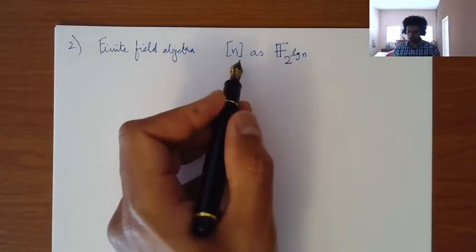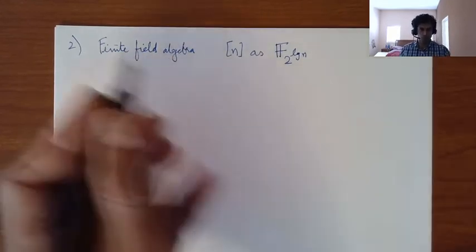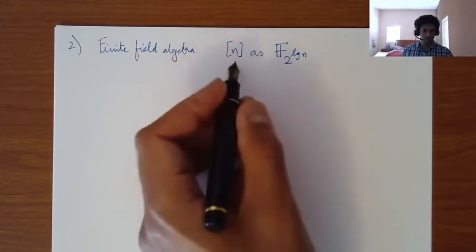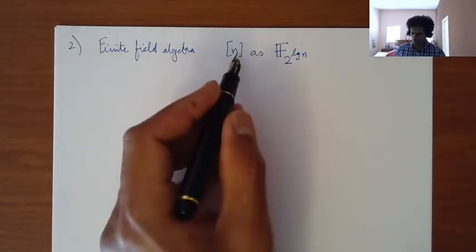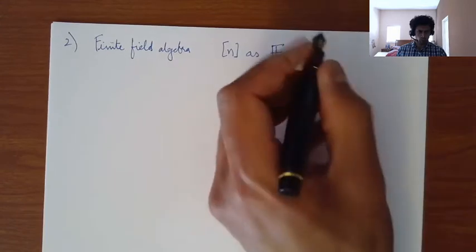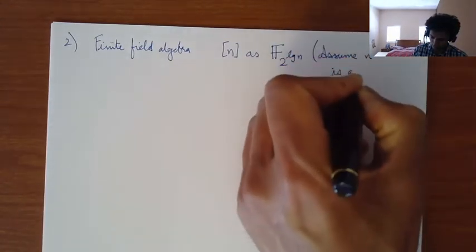So again, you'll have to round n to make it a power of 2. But then you can treat this as a finite field. So there is some kind of algebra over there. And this mapping is done arbitrarily. It's not important how you actually map the elements over here to here. So remember, we assume n is a power of 2.